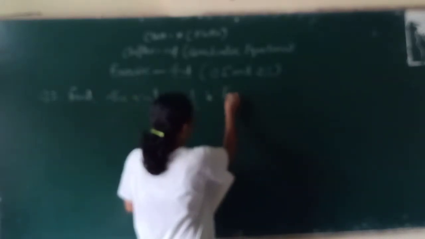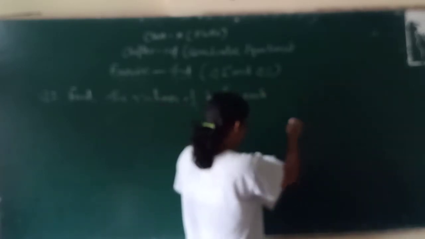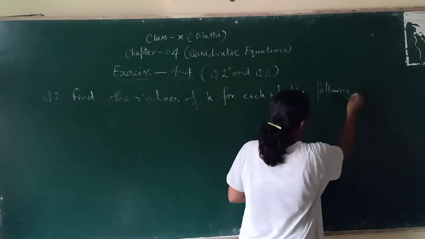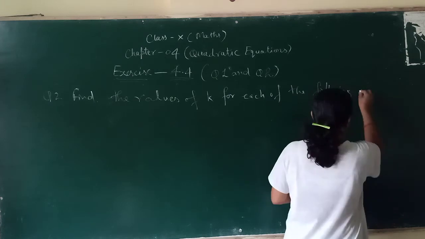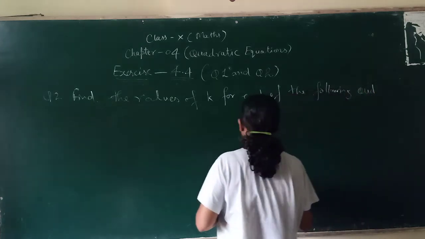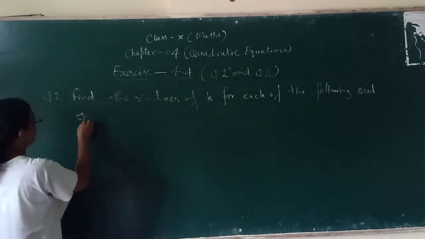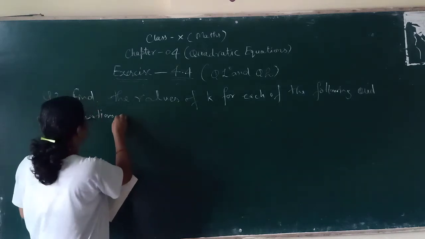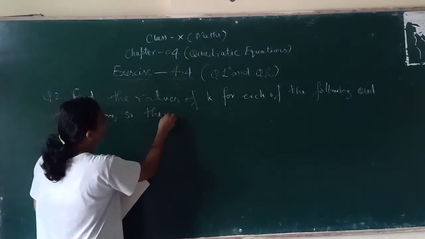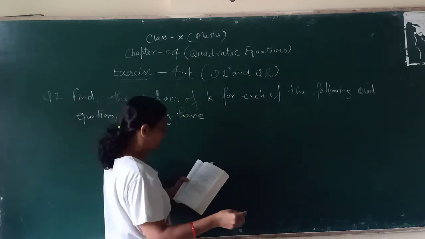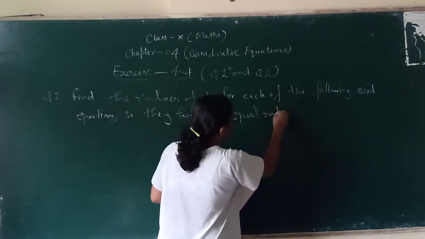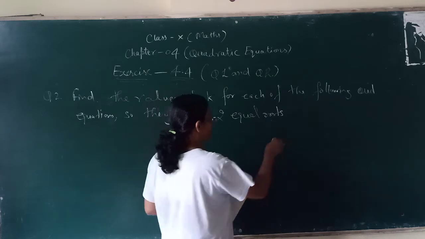Find the values of k, for each of the following quadratic equations, so that they have two equal roots. We have to find k's values of such type.